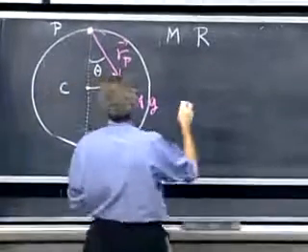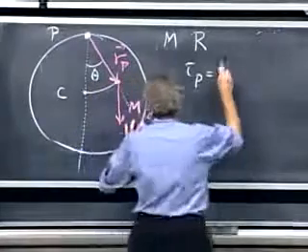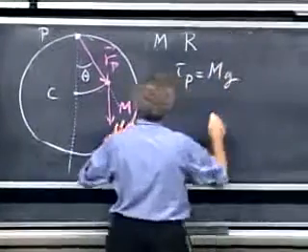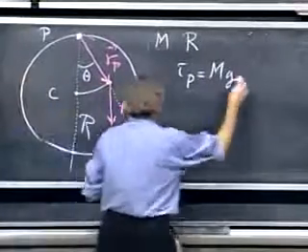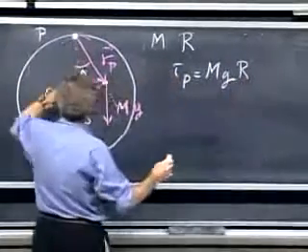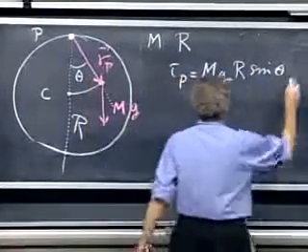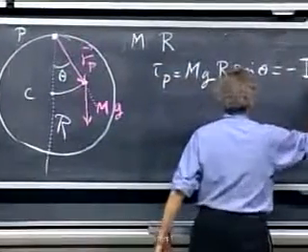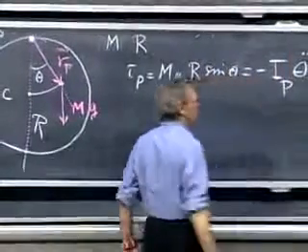I'm going to get that the torque about that point P equals mg, and I'll fill in for this immediately the radius r times the sine of theta. And that must be equal to minus the moment of inertia about point P times theta double dot.